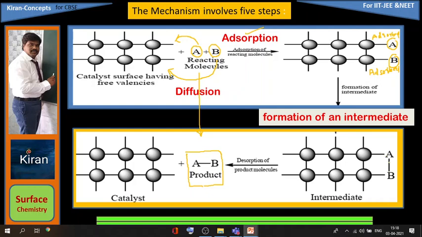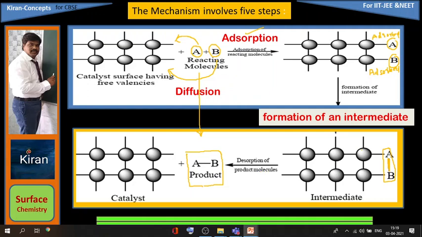Now a bond is formed between A and B because the catalyst holds A and B closely together. Hence, at that particular state, the bond is formed between A and B. This is the reaction intermediate. Along with the product and catalyst, this cluster form is known as the intermediate compound. After that, desorption. Desorption means what? Removal of adsorbate. Here the adsorbate is what? A and B is the adsorbate. The process of removal of adsorbate is known as desorption.